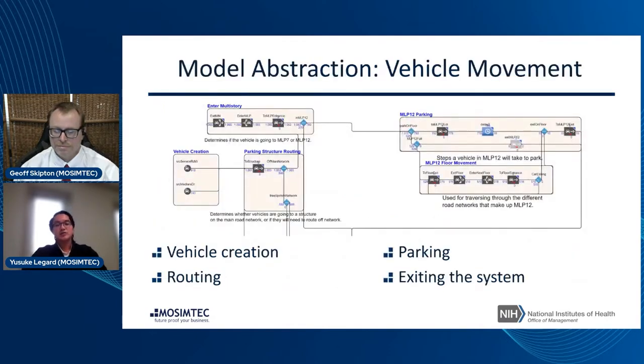Our vehicle movement is categorized into 4 main areas: the creation of vehicles, vehicle routing to a parking structure, finding an available space to park at, and then, of course, exiting the system.